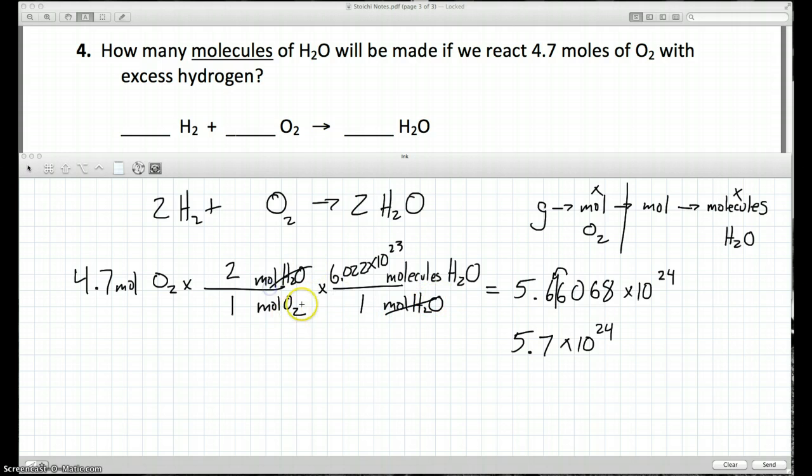That cancels that, that cancels that. So we're left with molecules H2O. And that's good because the question's asking for how many molecules of H2O. So again, very similar setup. It's just a little bit of change in the roadmap because we're substituting molecules in for grams. I will do the next one here. So yeah, there we go.